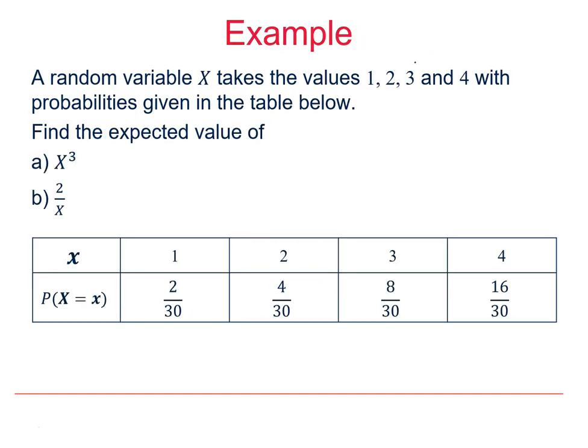So this example is looking at a random variable x with outcomes 1, 2, 3 and 4, and those are given across this top row in the probability table here, and we're asked to find the expectation of x cubed and 2 over x. So just take a moment and check that you are familiar with how this probability table works, that each probability here links to the probability of getting that particular outcome.